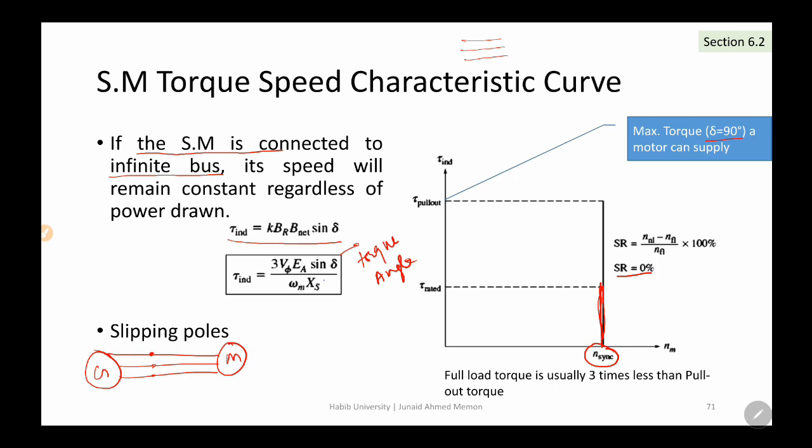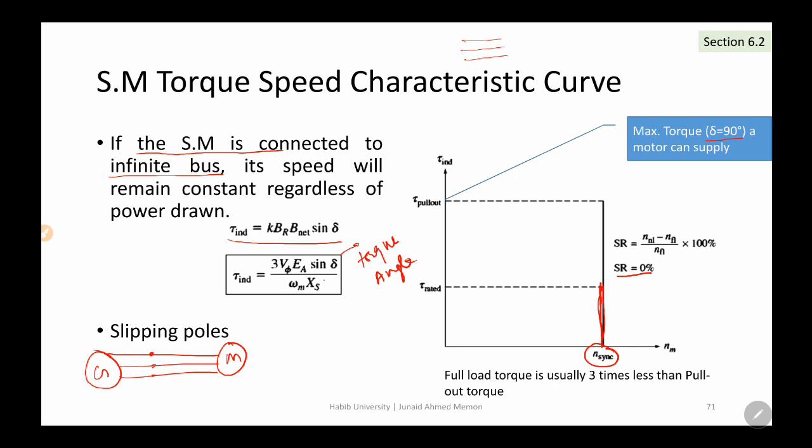We discussed that the pull-out torque is the torque at which the rotor's magnetic field cannot follow the stator's magnetic field. At that point our magnetic fields will be unlocked. It means the rotor will not be able to follow the stator. That condition is called slipping poles. Your rotor is continuously slipping, the rotor's magnetic field continuously slipping behind the stator's magnetic field.